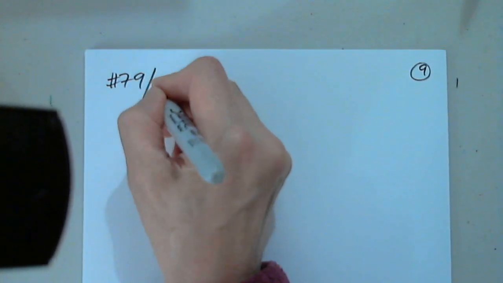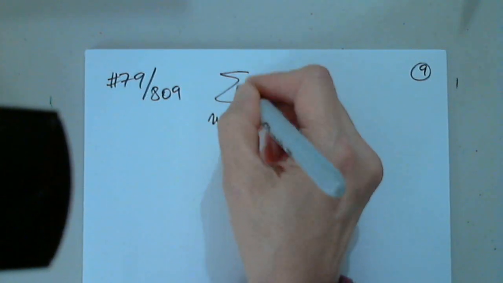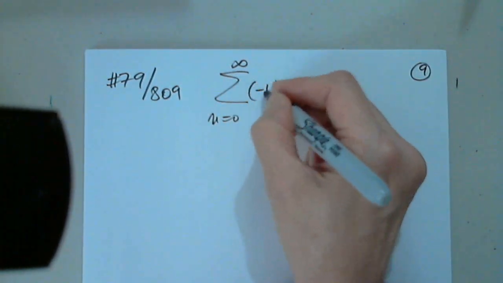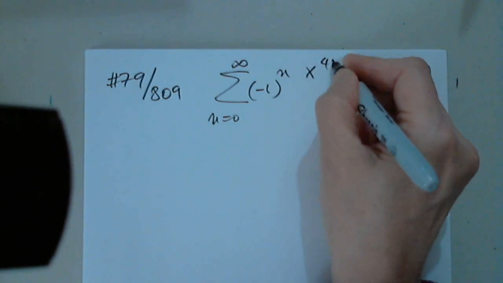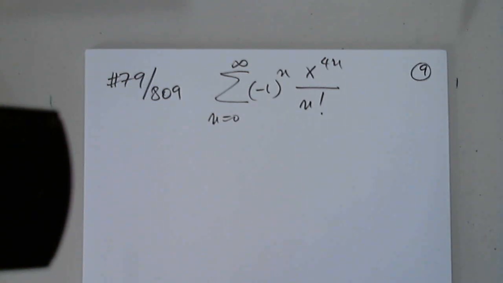Okay, let's look at 79. Still on 809. And we have the sum from n equals 0 to infinity, negative 1 to the nth power, x to 4n divided by n factorial. Here's the question now. Find the function represented by the given series, Taylor series. So let's see how we address that. That's 79.